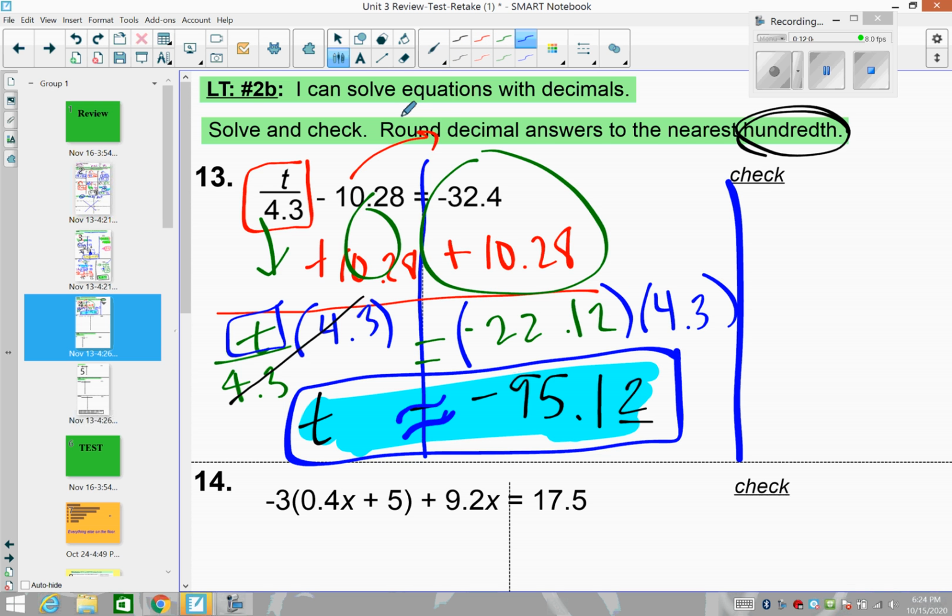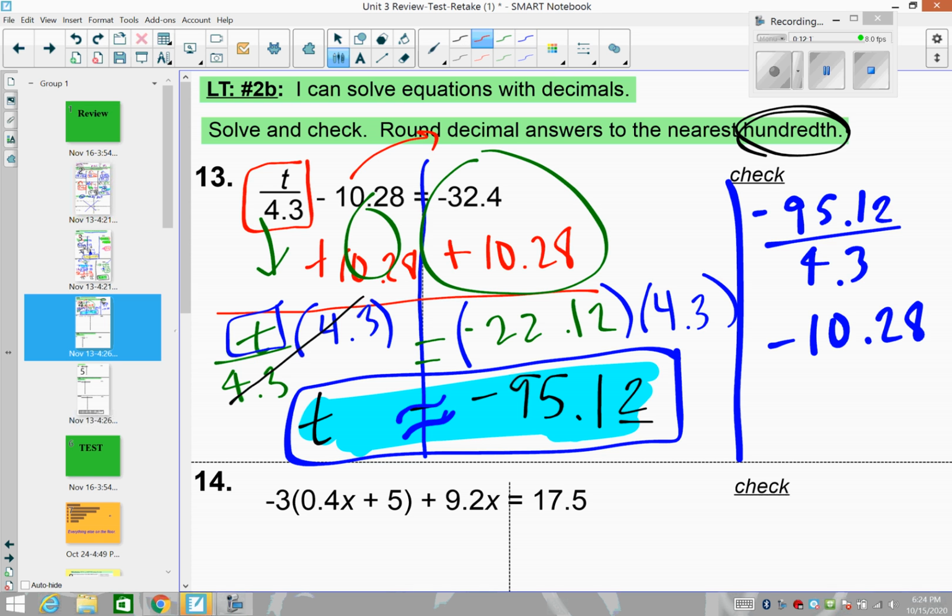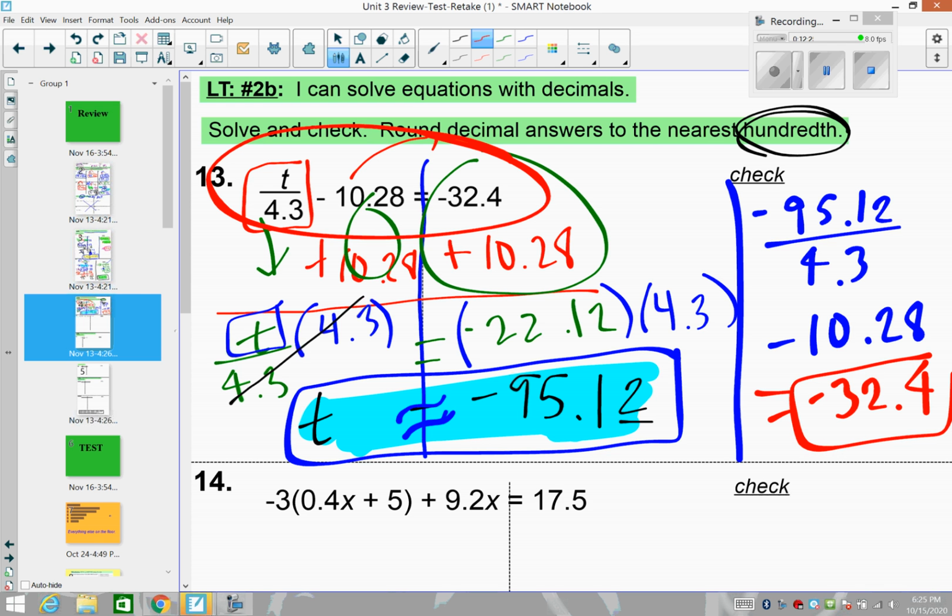Plugging in. So negative 95.12 divide by 4.3 minus 10.28. I'm doing it kind of in a weird order because I'm going back to check this step just because I'm out of space. Does that equal negative 32.4? So I'm going to substitute in my calculator. It may not be perfect.